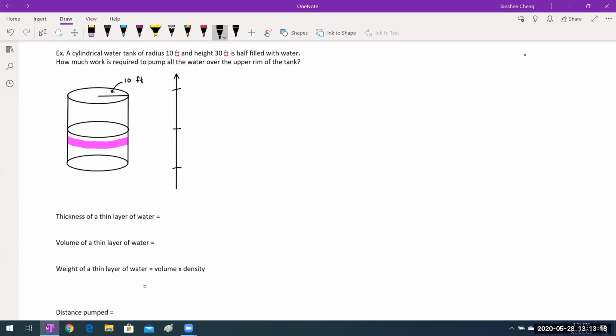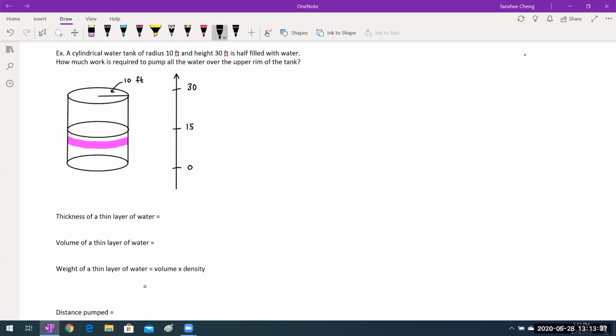So basically all of this water is going to be pumped out from the top, this top rim. I'm going to place my axis like this, from 0 to 30. The water level is halfway, so we have 15 foot right there.